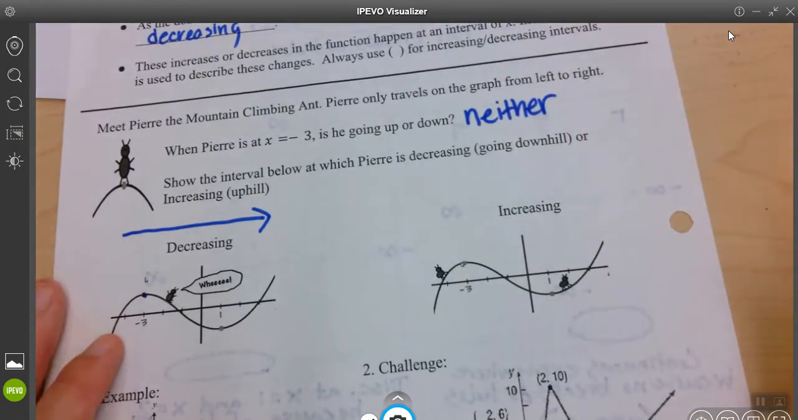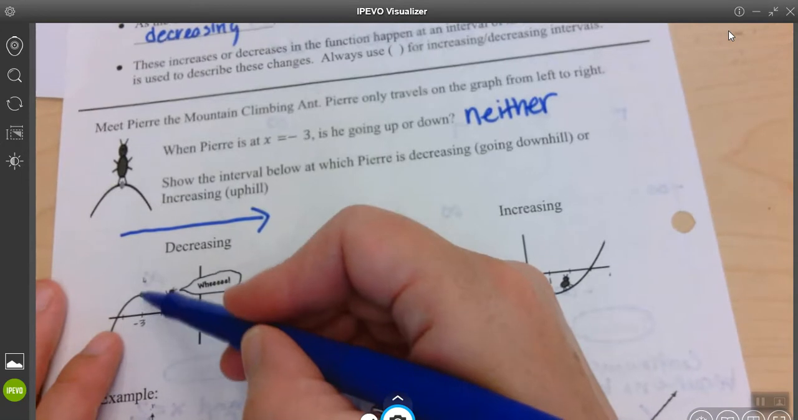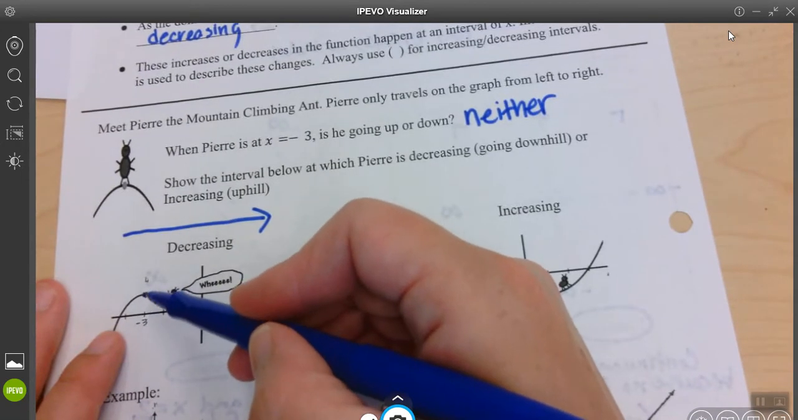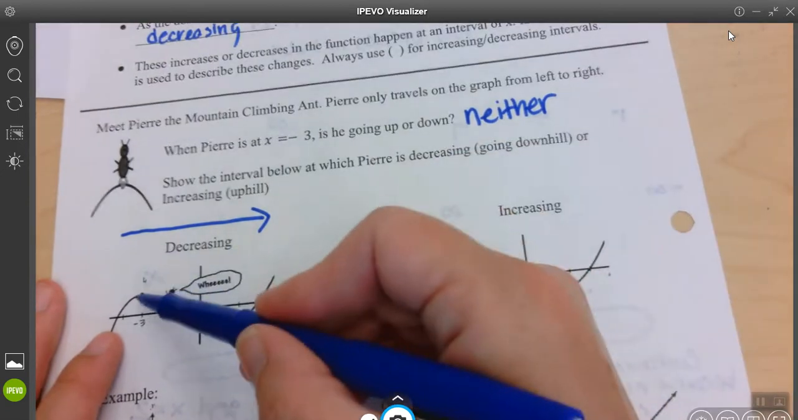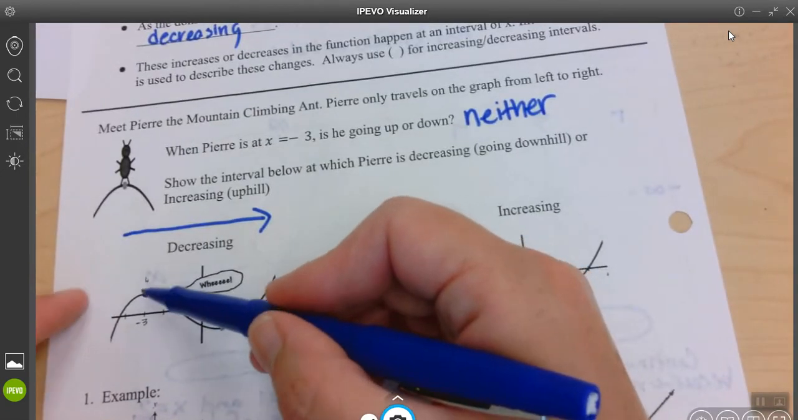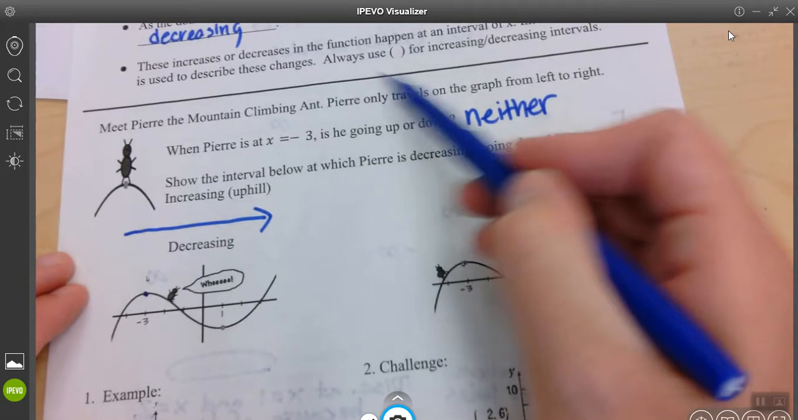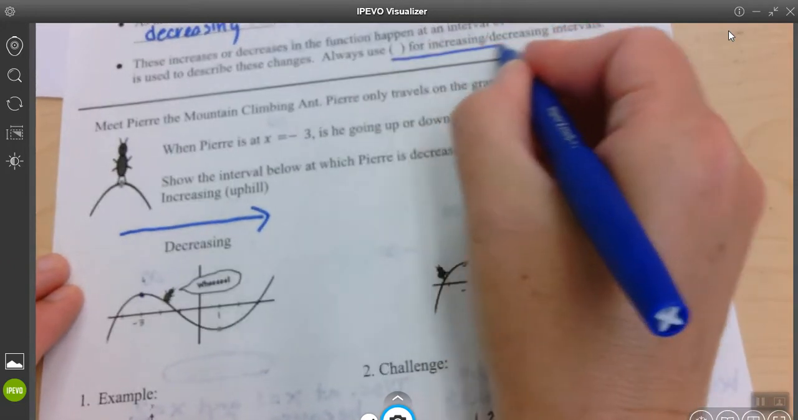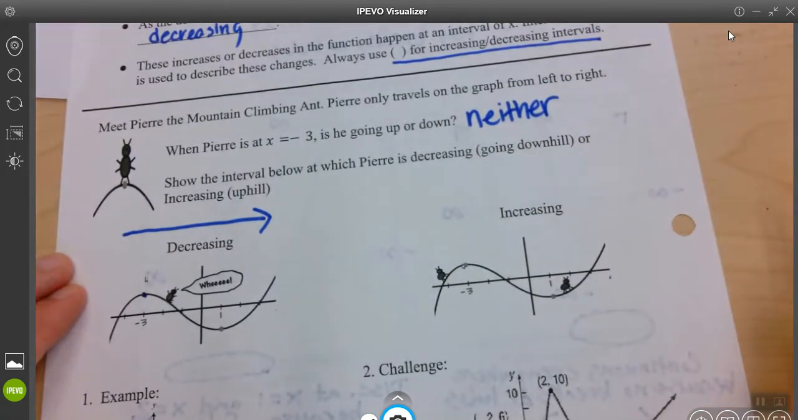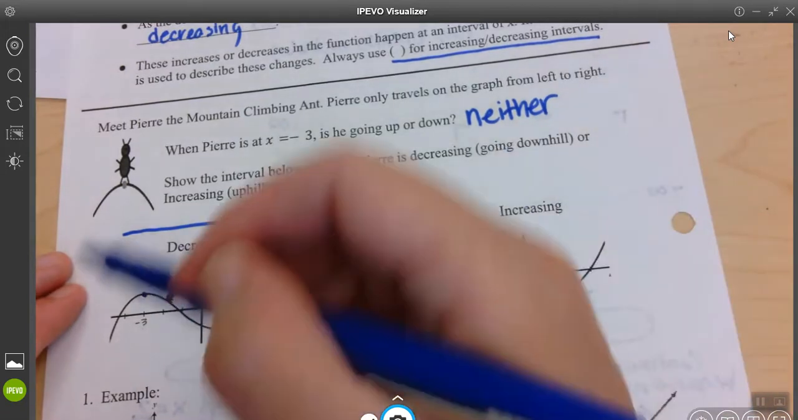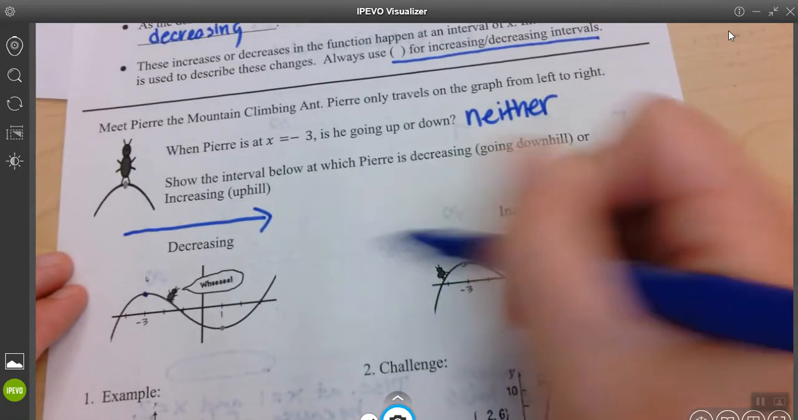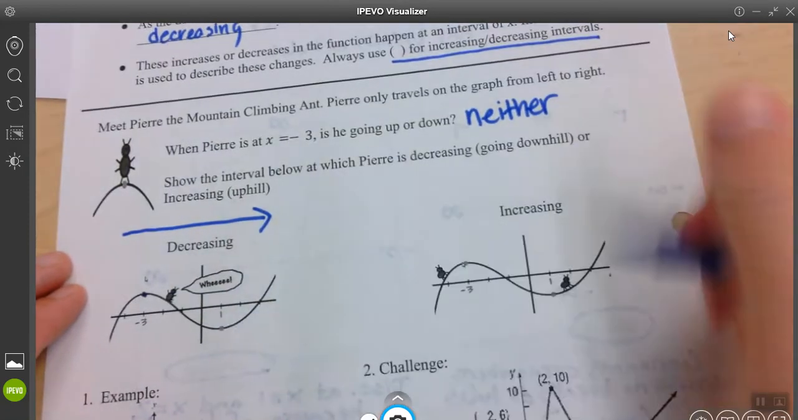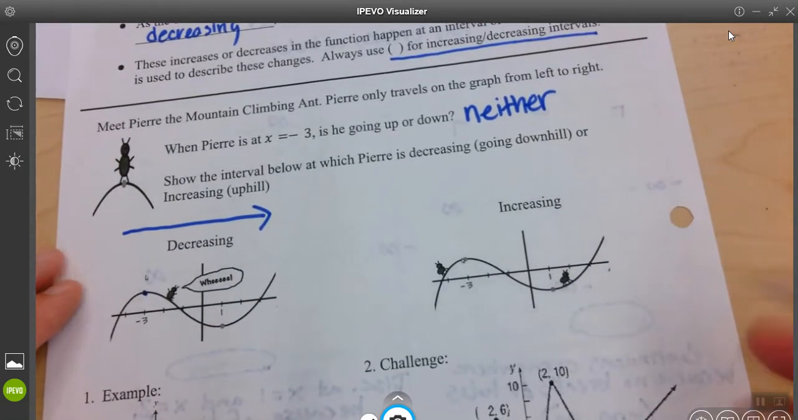And this is the reason why at our turning points, like x equals -3, we always use parentheses to not include them, because those turning points are not up and they're not down. So we're always going to use parentheses for increasing and decreasing intervals. Okay, so you can see Pierre the ant, he's first going up, increasing, then he's going down, decreasing, and then he's going up again, increasing.